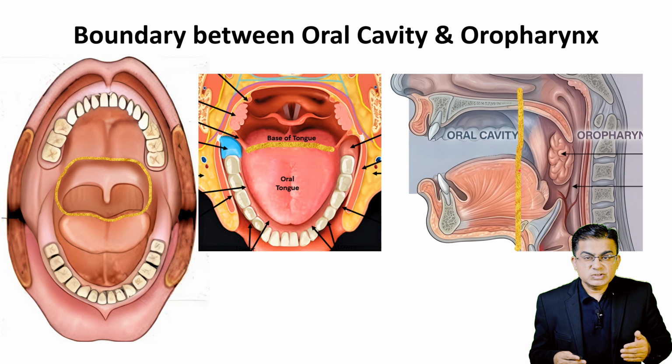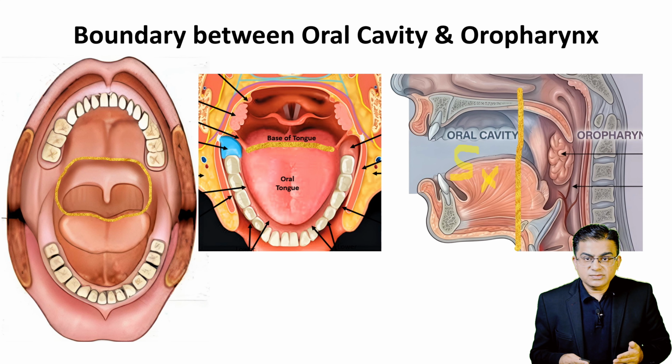Why do we have to be so careful in deciding whether the tumor is in oral cavity or oropharynx side? Listen carefully. If the epicenter of a tumor is anterior to this line, it is an oral cancer. This is primarily a surgical disease. The main treatment modality for this site is surgery.